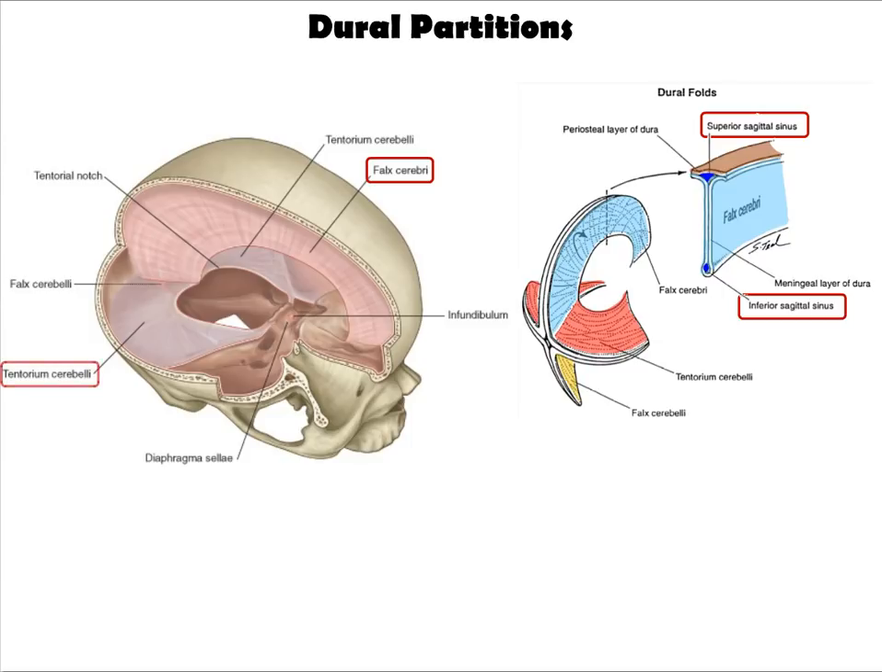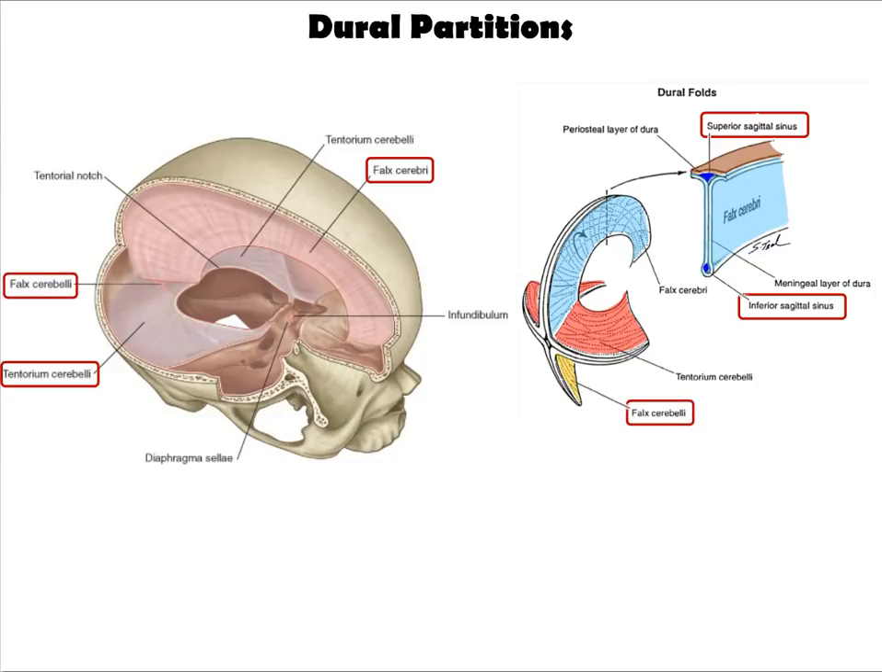The tentorium cerebelli is a crescent-shaped fold that is horizontally oriented. It supports the occipital lobes of the cerebral hemispheres and covers the cerebellum. The free internal border of the tentorium cerebelli bounds the tentorial notch and is anchored to the anterior clinoid processes. The external border, however, encloses the transverse sinuses posteriorly and the superior petrosal sinuses anteriorly.